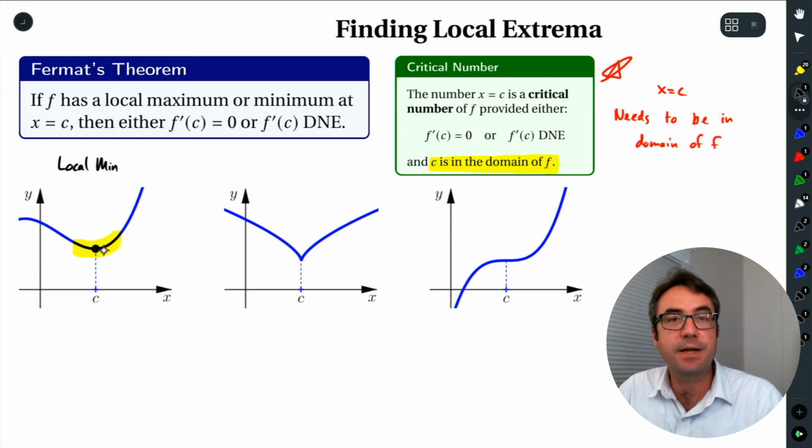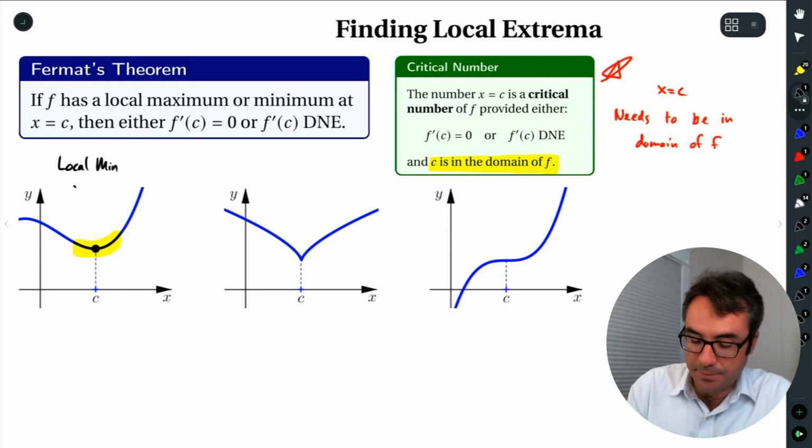And what we're seeing here is at this low point, the graph flattens out. We have a horizontal tangent line. So this is an example of what it would look like if we have a local min and the derivative is 0.